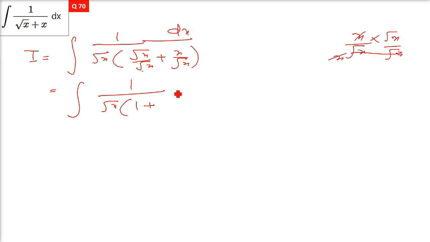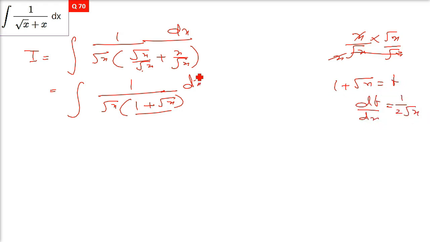So you have a root x. This kind of question we have already done. I told you after 2 steps, you will realize this question is already done. So 1 plus root x will be taken as t. dt by dx will be what? 1 by twice of root x. So this dx by root x we got, this dx by root x will be dt by 2.